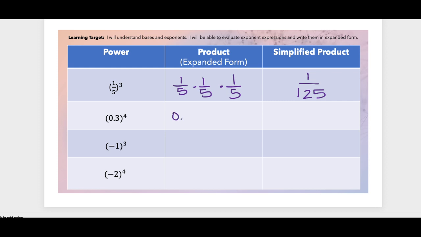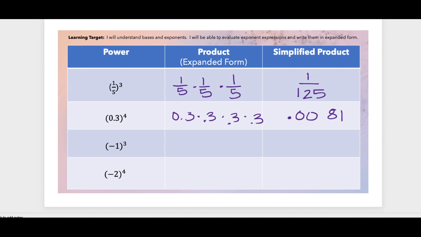Same rules apply when you have a decimal. So this time I'm going to do 0.3 times 0.3 times 0.3 times 0.3. I guess I could write it as a fraction, but I'm going to go ahead and just leave it as a decimal. So 0.3 times 0.3, that's 0.09. Now I'm going to multiply that by 0.3 again. That's 27 thousandths, and then times 0.3 again. I have 81 10,000ths, or 0.0081. And yes, you may use a calculator when you're solving these.